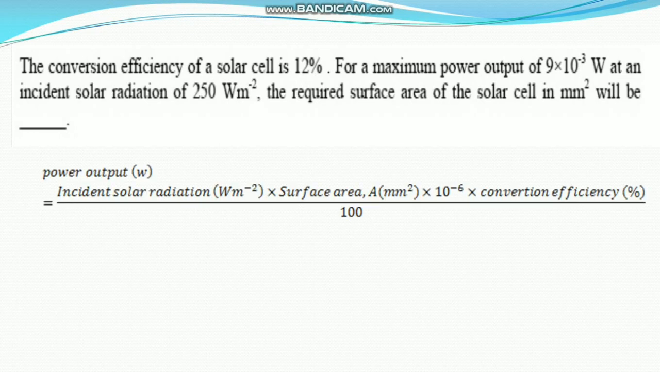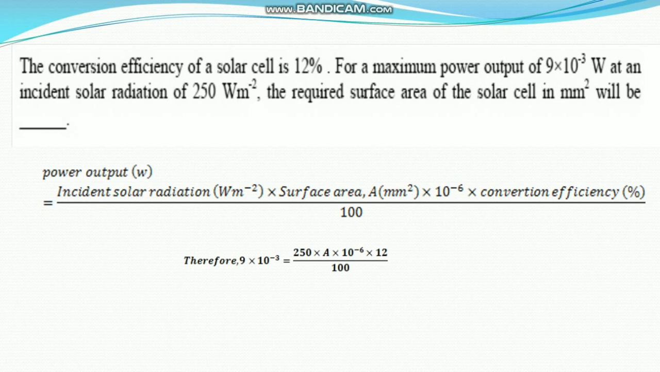So we know the power output is equal to the incident solar radiation falling on the surface area of the solar cell. So that means area into the incident solar radiation into conversion efficiency, which is how much is converted into power. Basically 12 to 16% is the conversion efficiency of a solar cell, divided by 100, because the conversion efficiency is given in percentage. To make it a fraction, you have to divide by 100. That's why it's very easy.